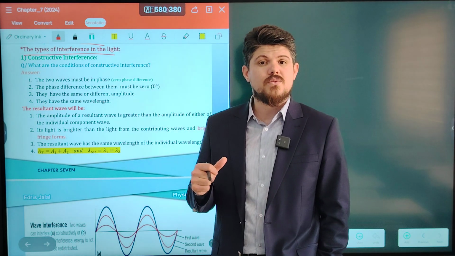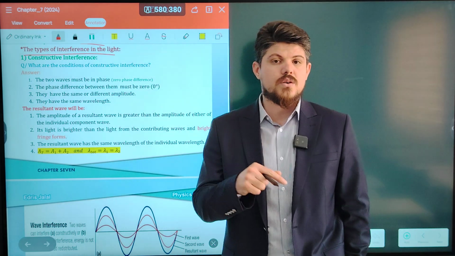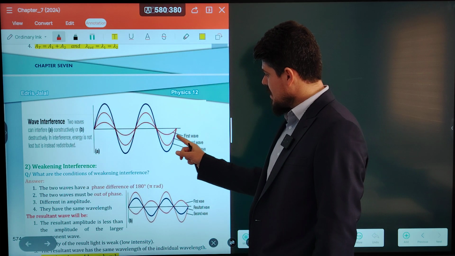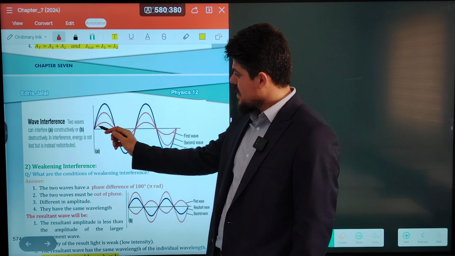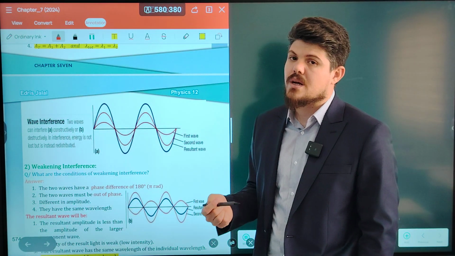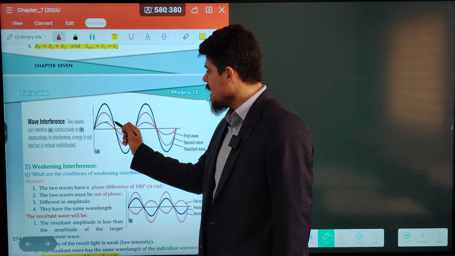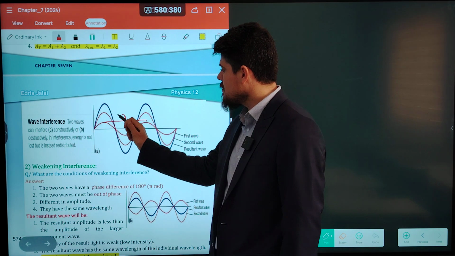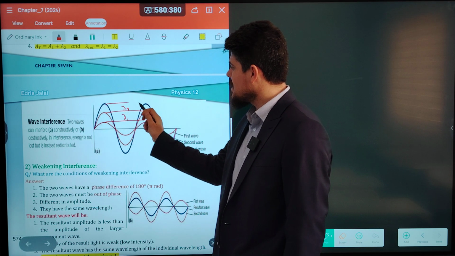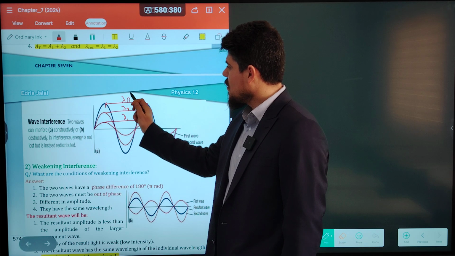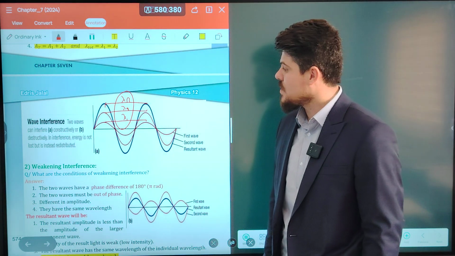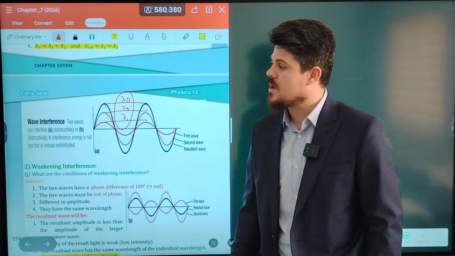If the crest of one wave overlaps with the crest of another. Trough with trough, crest with crest. As you can see in this figure, this is the first wave and this is the second wave. How many waves do we have? 2. Do they have the same color? Yeah. Same wavelength? Yes. Which one is bigger, lambda 1 or lambda 2? This is lambda 1. This is lambda 2. And this is the resultant, the lambda of the resultant. All they have the same. In interference of light, the wavelength does not change. The resultant wavelength is equal to the individual wave.